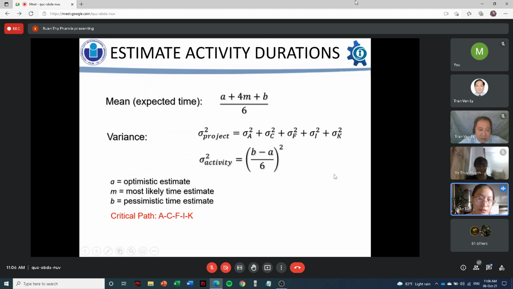The variance of the project is the sum of the variances of all activities on the critical path. For example, the critical path here is ACFIK, so the variance of the whole project will be the sum of the variances of ACFIK.